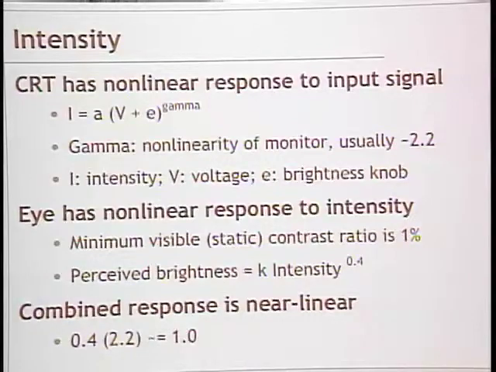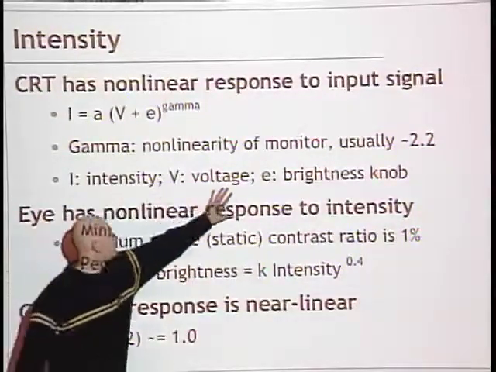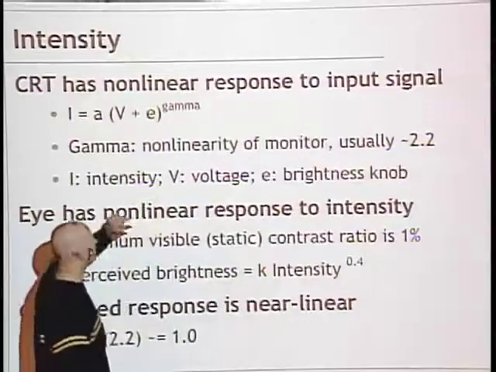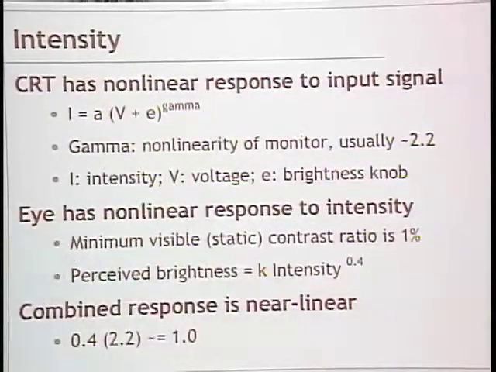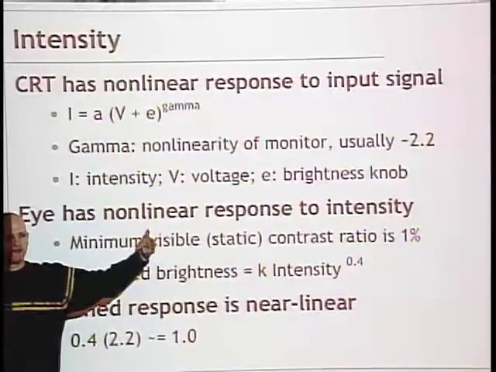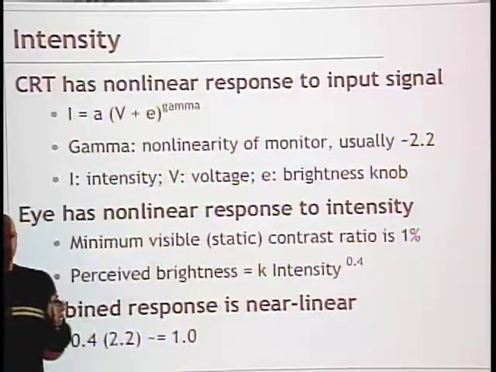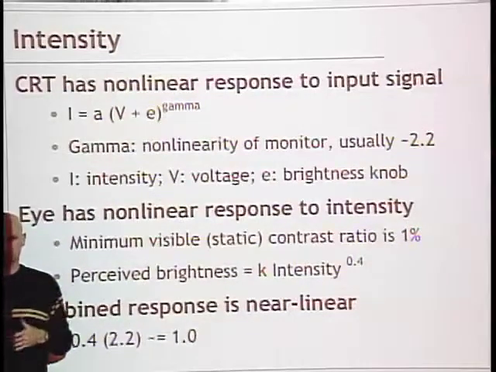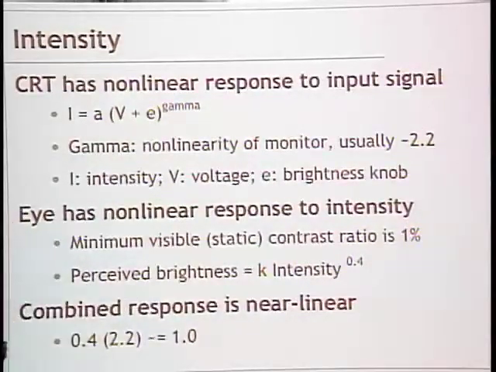This is kind of cool, because you have a brightness knob on your monitor. What does that actually mean? If you're driving a CRT, not a flat panel, but a CRT, it has a nonlinear response to the input signal. The signal is voltage. You have some value between 0 and 255 in your frame buffer, and then you need to turn that into a certain amount of voltage. Usually there's some sort of linear mapping going on there.